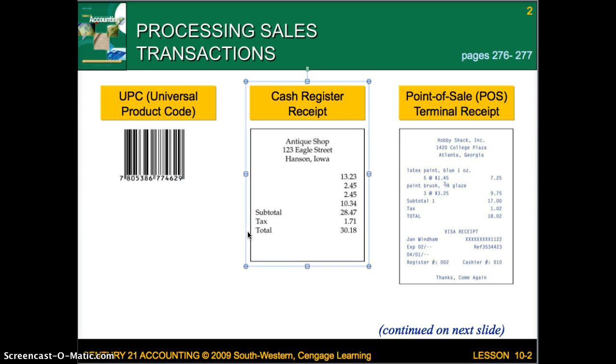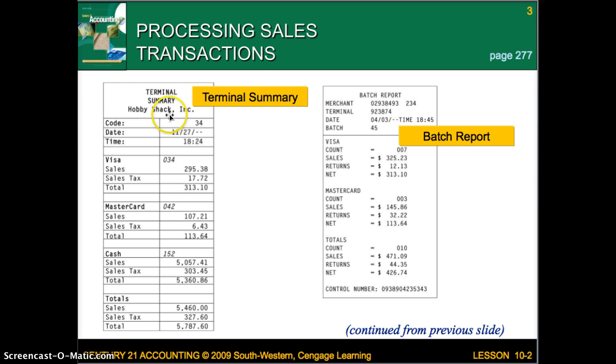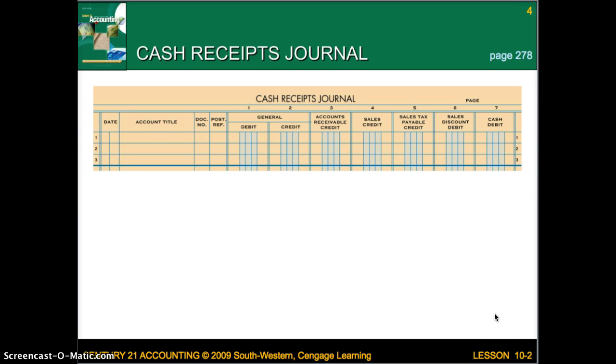Here are all those different things. Here's your UPC code. Here is your cash register receipt. Here is your POS terminal receipt, your terminal summary, and your batch report. So here is just everything that came from Visa, MasterCard, and the total of the two.